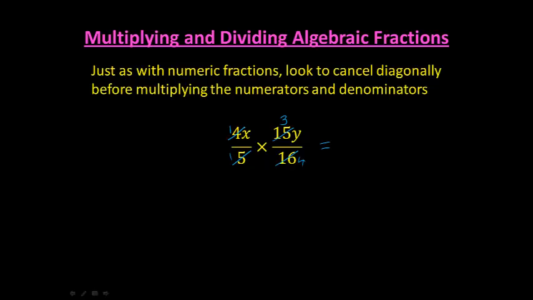So what I've got now, and you can write this out so that you can see it a bit more clearly, is the first fraction is now just 1 over 1, and the second one is 3 over 4. When I multiply fractions, I multiply the numerators together, so 1 times 3 is 3, and then I multiply the denominators, 1 times 4 is 4. So that simplifies to 3/4.